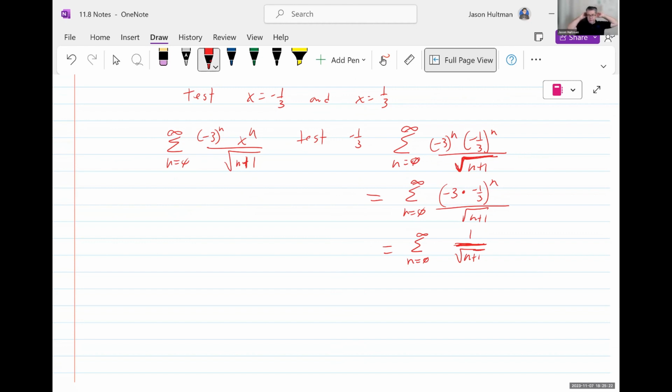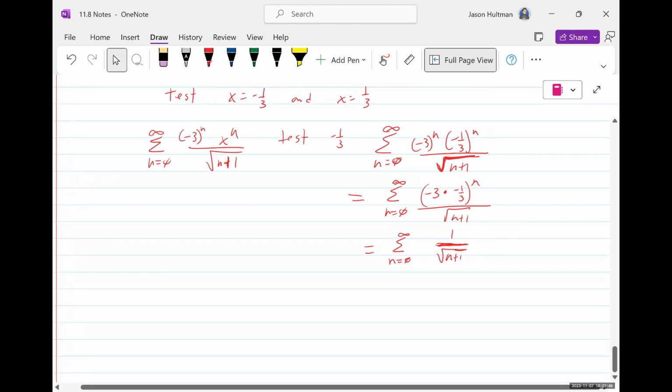Okay, so does that guy converge or diverge? Anybody have a test that I might be able to use to see if this converges or diverges? Any guesses? Divergent. Yeah, why would it diverge? Compare with 1 over a radical n. Yeah, compare it to 1 over radical n. So n equals 0, and we compare to 1 over radical n.